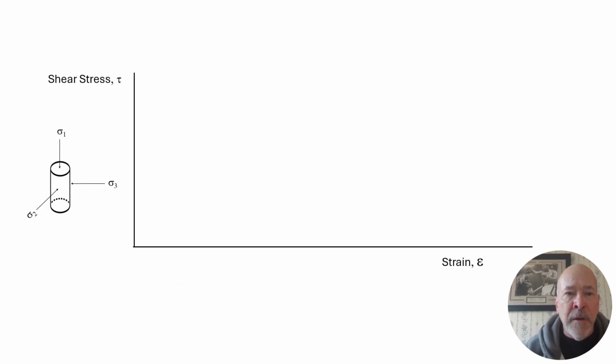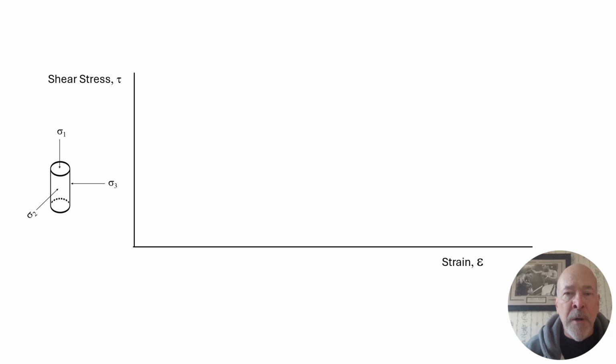So here we've got our stress-strain axis. We've got our illustration of a triaxial sample in compression off the left-hand side, showing the orientation of principal stresses. Remember, sigma 2 equals sigma 3 in a triaxial test.